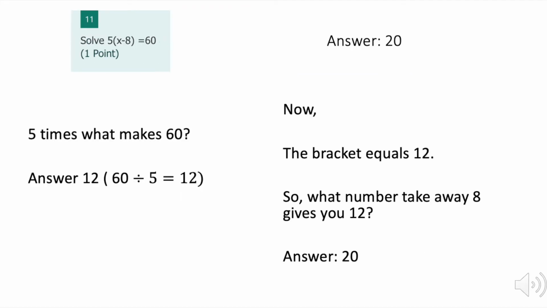What do you times 5 by to get to 60? Well, divide 60 by 5 is 12. So 5 times 12. That bracket equals 12. Something take away 8 equals 12. That something must be 20. Take your time on this one.